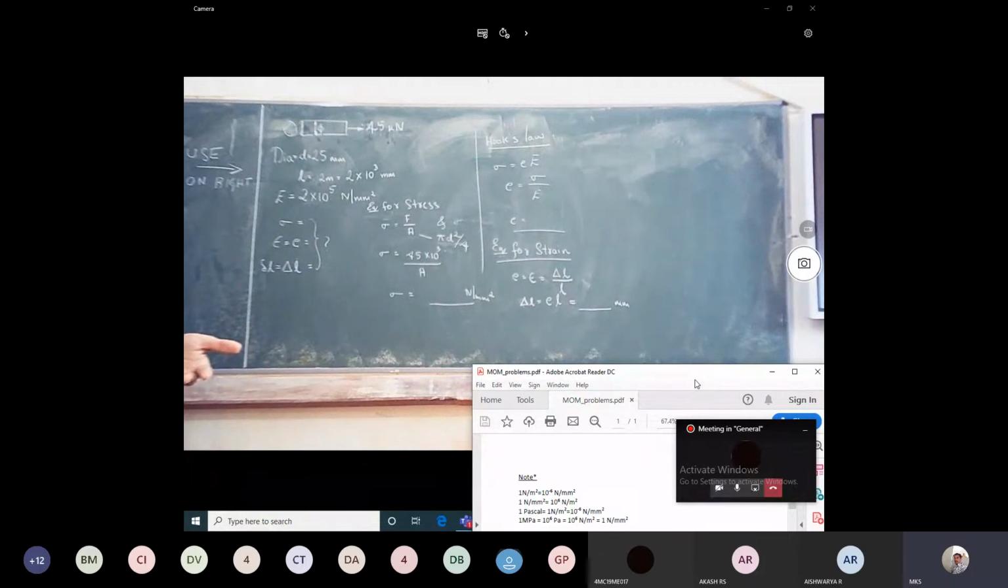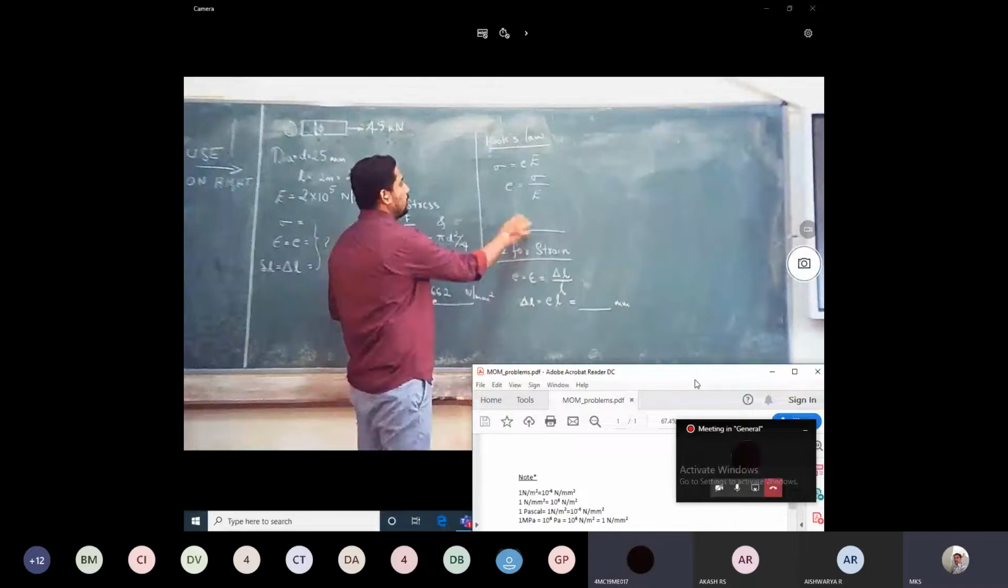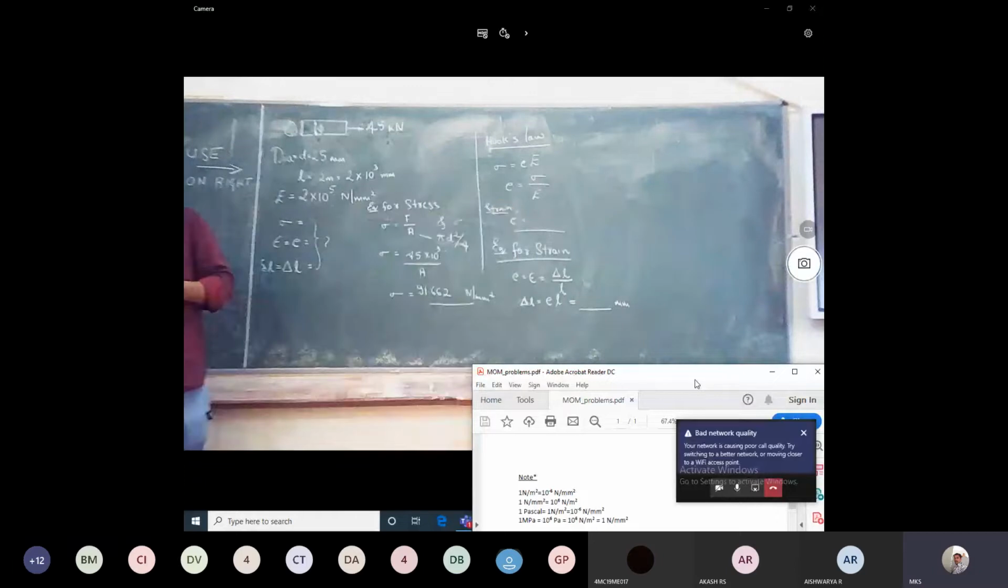So what is the value of sigma? Somebody has solved? I'll write the answer. 91.662 Newton per meter square. Yes, right. Sigma is 91.662 Newton per meter square. You calculate the diameter and area values, you calculate area. Then what is the value of strain? 0.4583. Yes, strain it is E.